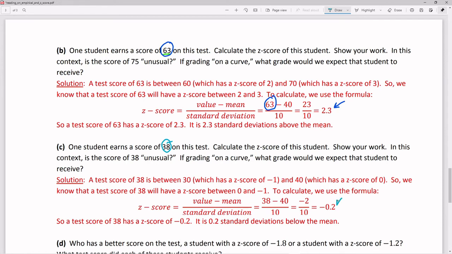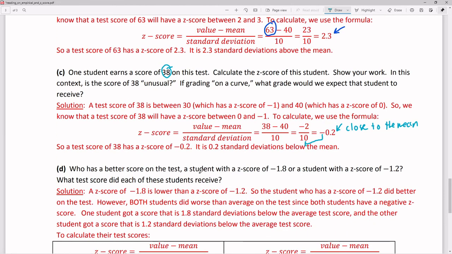This number's really small, which tells us it's close to the mean. The negative part tells me that I'm below the mean. So I didn't quite hit the average, I was a little bit below, okay? But I'm still pretty close. There you go, z-score.